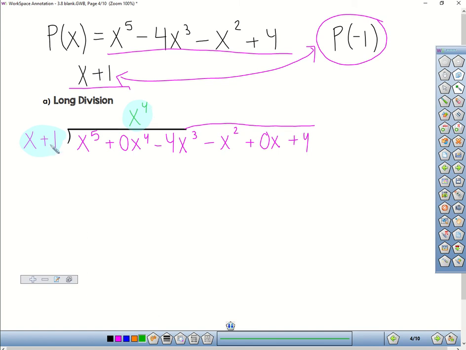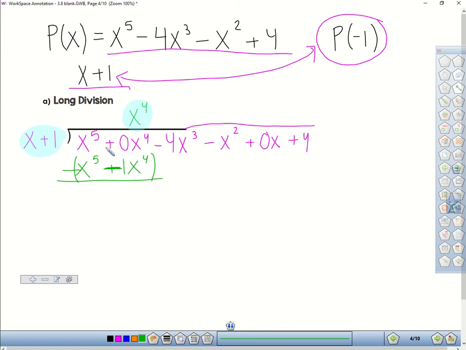So x to the 4th times x is x to the 5th. And then 1 times x to the 4th is 1x to the 4th, right? And then with long division, do you add or subtract? Subtract. These are both subtracted away. So this is subtraction and this is subtraction. Okay, they both become subtraction evidently in the end.